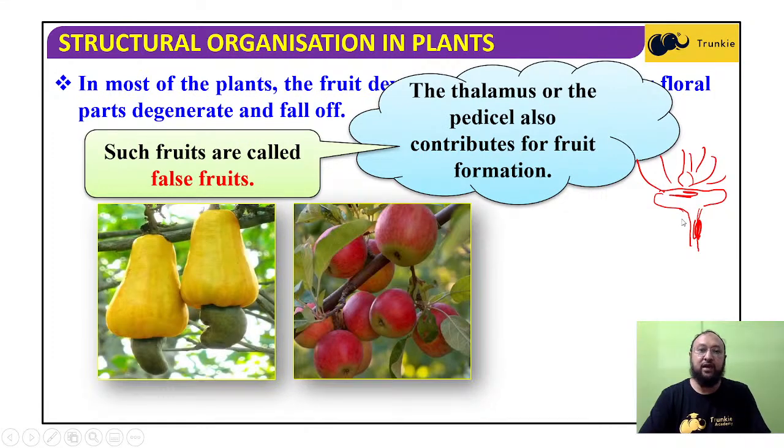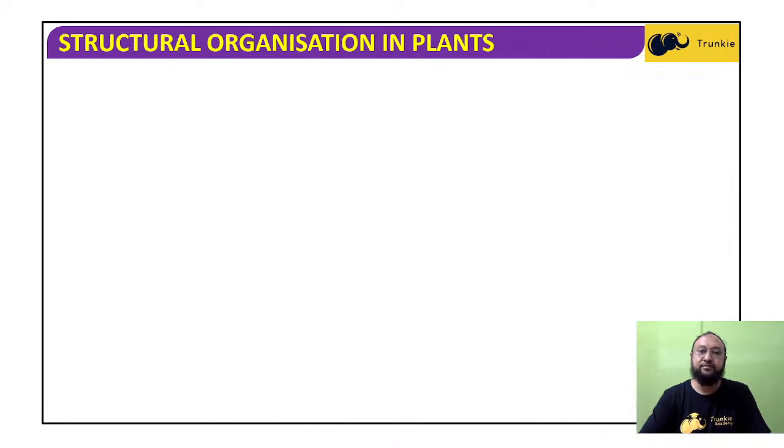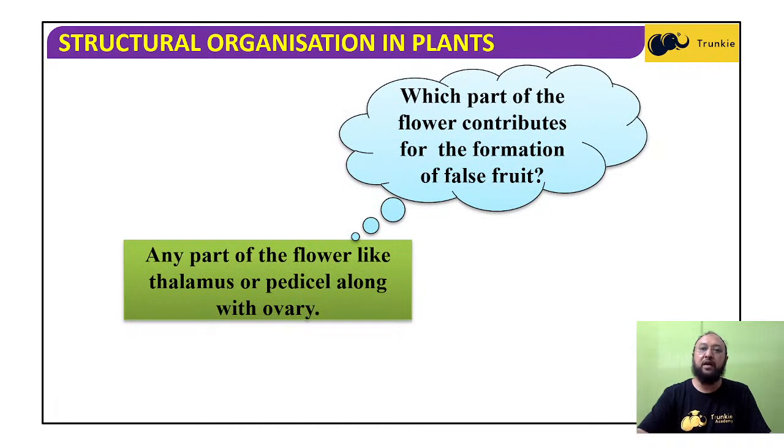So here the apple is actually the thalamus. Now, this false fruit here in the case of the strawberry, false fruit. Which part of the flower contributes to formation of fruit? Is there any part of the flower, like thalamus or pedicel, along with the ovary forming the fruit? That is the false fruit. It's not only the thalamus, but along with any part of the flower.